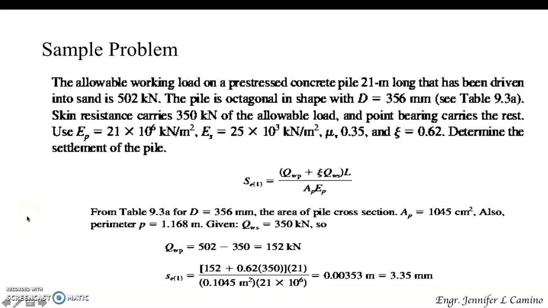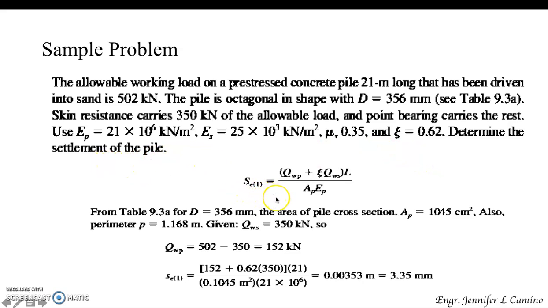So we have here a sample problem. The allowable working load on a pre-stressed concrete pile 21 meters long that has been driven into sand is 502 kilonewton. The pile is octagonal in shape with D equal to 356 millimeter. Skin resistance carries 350 kilonewton of the allowable load and point bearing carries the rest. Use E sub P equal to 21 times 10 to the 6 kilonewton per meter squared, E sub S equal to 25 times 10 to the 3rd kilonewton per meter squared, and U sub S is 0.35. We are also given this value, which is 0.62.